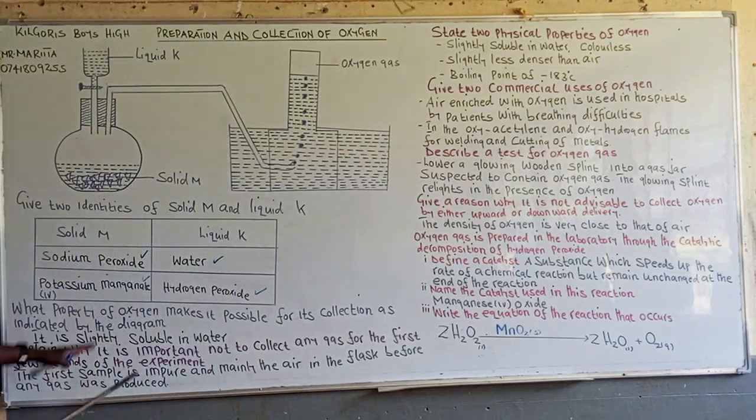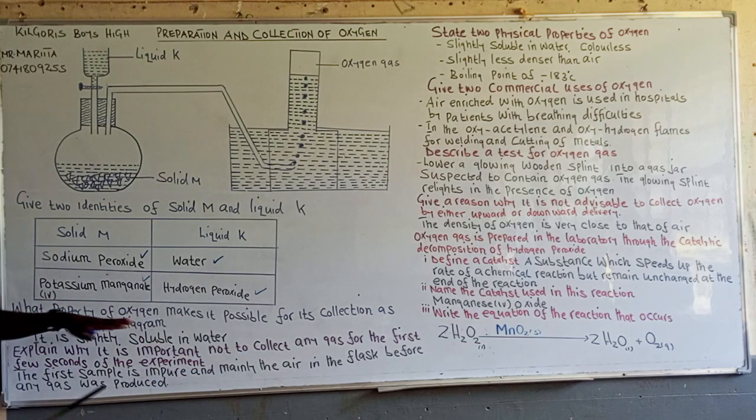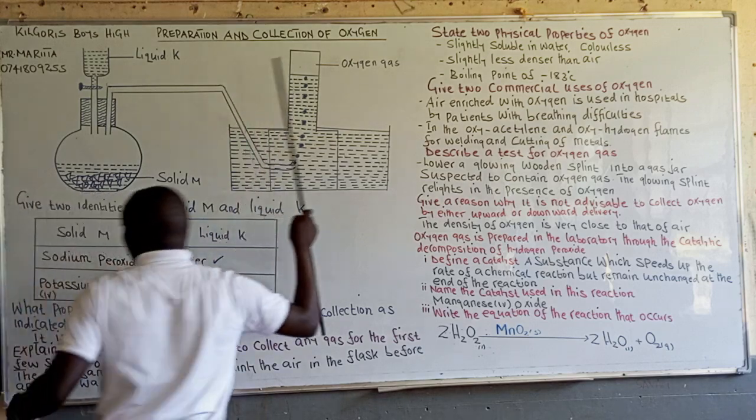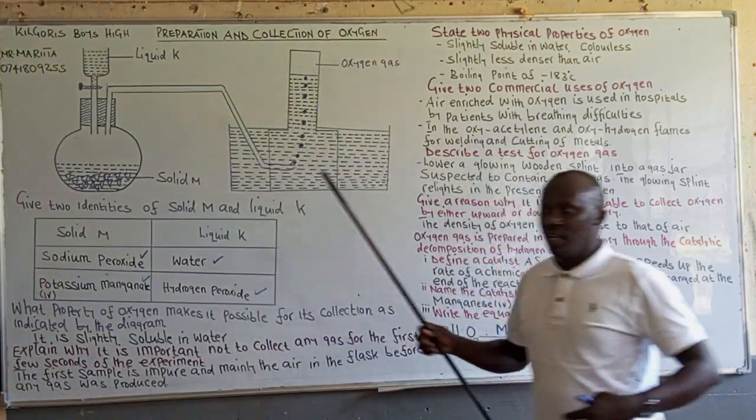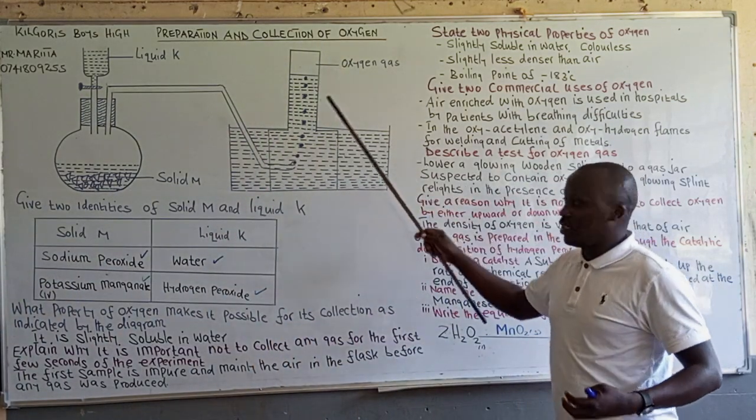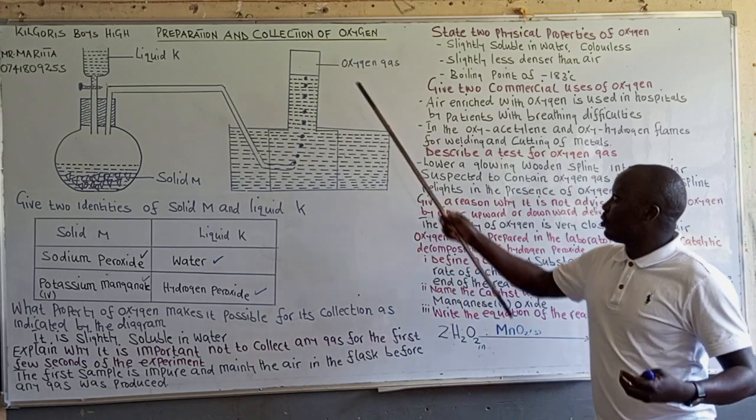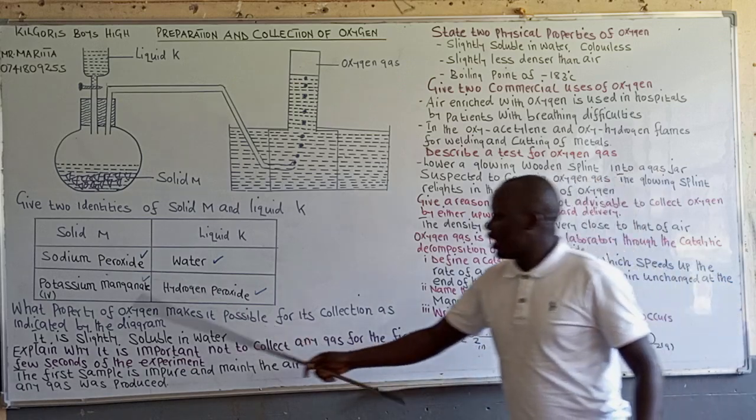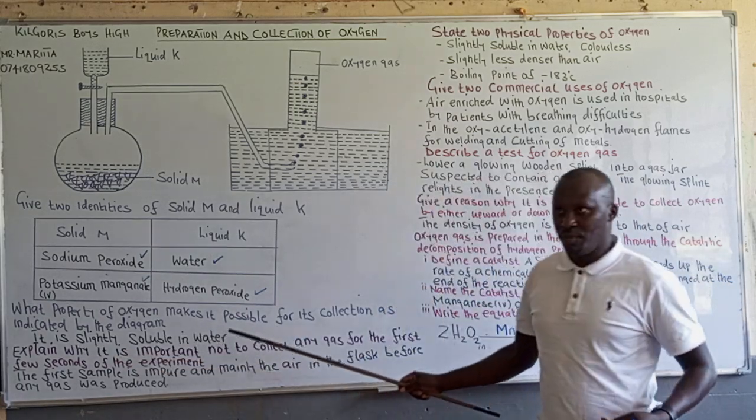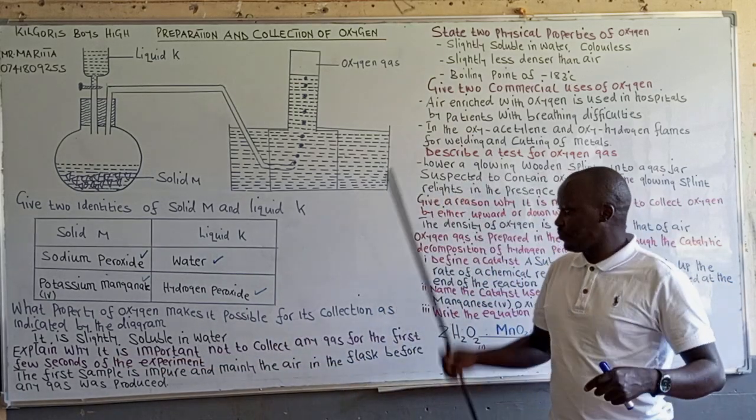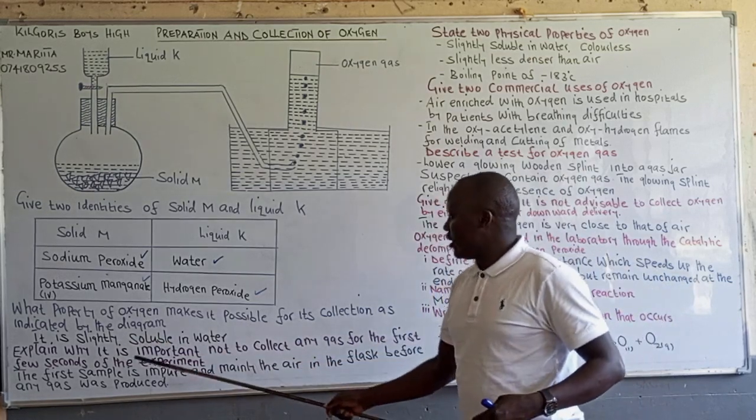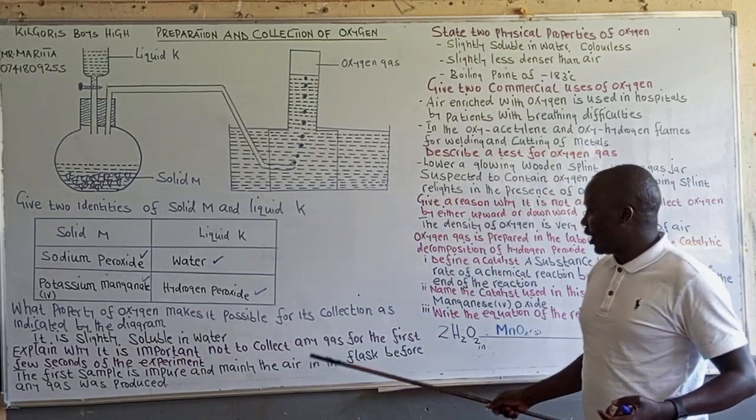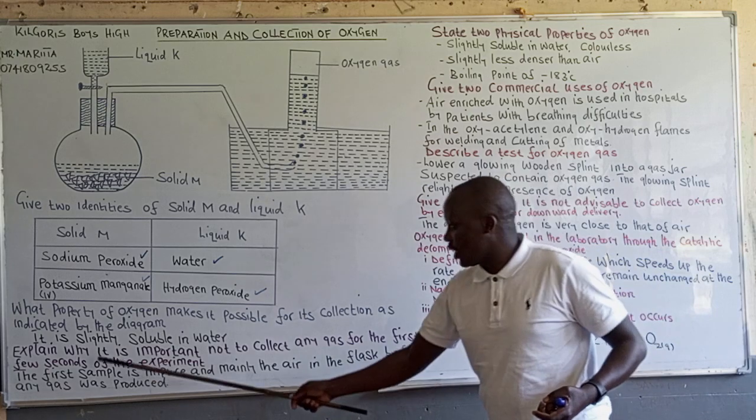Now, what property of oxygen makes it possible for this collection as shown on the diagram? As you can see on this diagram, the oxygen gas is collected over water. And the property that makes this oxygen gas able to be collected over water is that the gas is slightly soluble in water, simple as that.